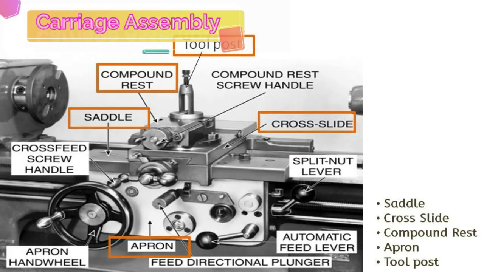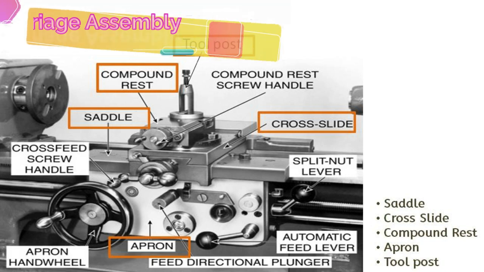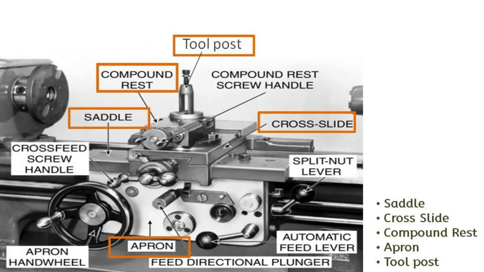The carriage assembly supports the tool and rides over the bedways longitudinally between the headstock and tailstock. Longitudinal movement is parallel to the center line of the lathe. Carriage assembly is composed of 5 main parts, namely saddle, cross slide, compound rest, apron and tool post.